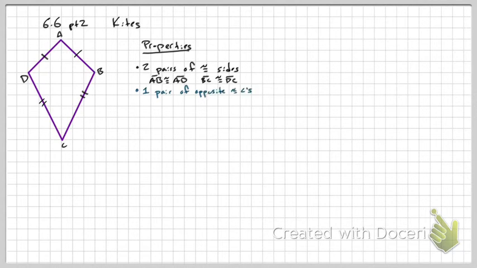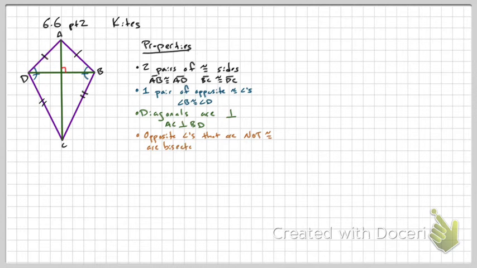It has one pair of opposite congruent angles. Those pairs of angles are usually the largest, or the obtuse angles, within your kite. So, one pair of opposite congruent angles. The diagonals are perpendicular, so the diagonals are going to form a right angle.